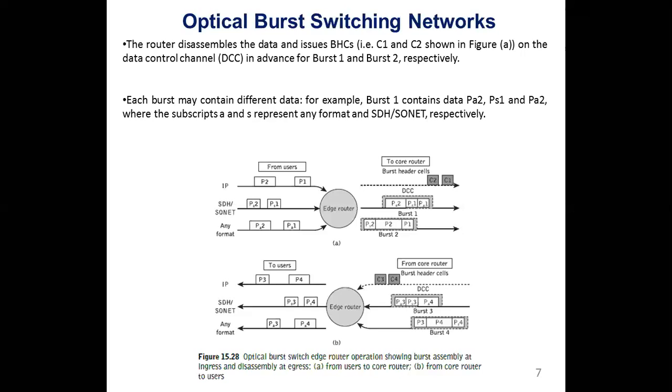The burst 1 will contain some PA2, PS1, PA2. That depends on the user. So we cannot tell the user what to transmit. So the user is going to transmit the data that they want to transmit. The network should be efficient to handle that data.